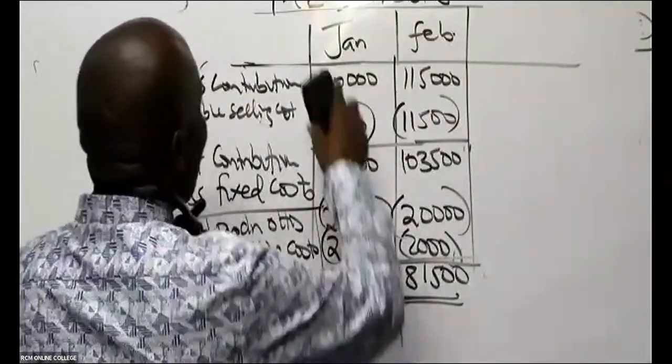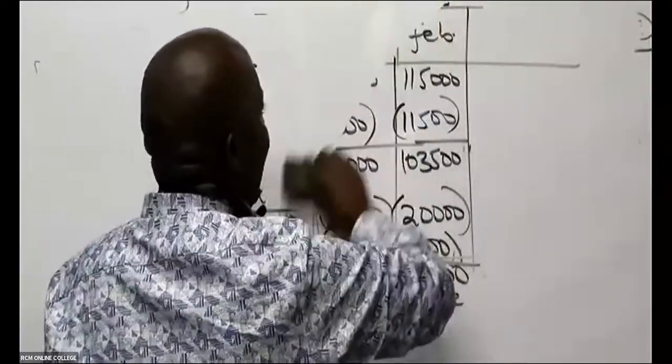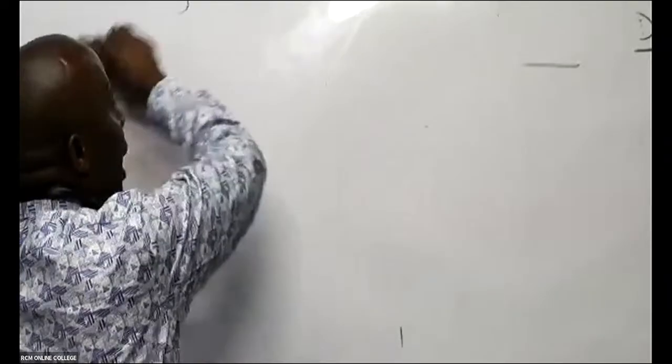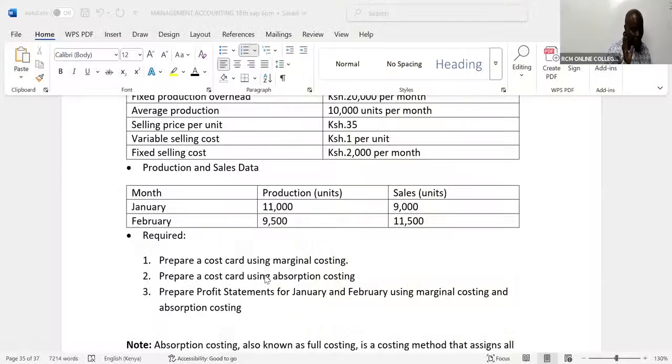Now, if you allow me, I will be able to take you through what we call P&L, but this time around using absorption costing. Very, very easy. So please ensure that you are able to ask questions. But most of the things will just fall in place as we continue. I'm just doing one illustration question from my old papers here. So under marginal costing that we have done, so absorption costing, then what is expected of us?